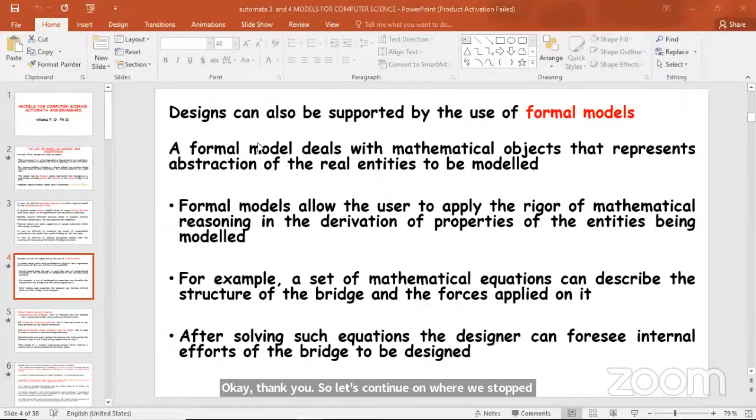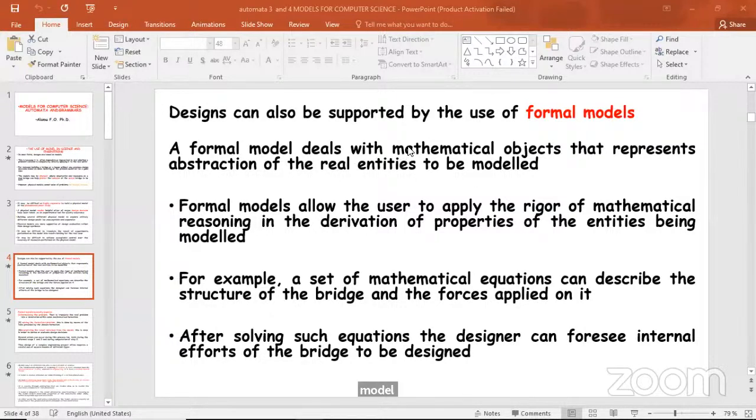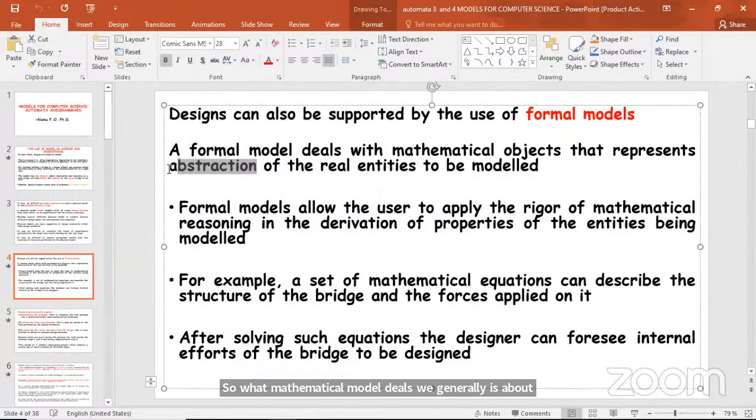So we said that we're about defining a formal model. A formal model deals with mathematical objects that represent abstraction of the real entity to be modeled. So what a mathematical model deals with generally is abstraction. Now I'm sure you have done some things on abstraction, right? Things you are used to already.